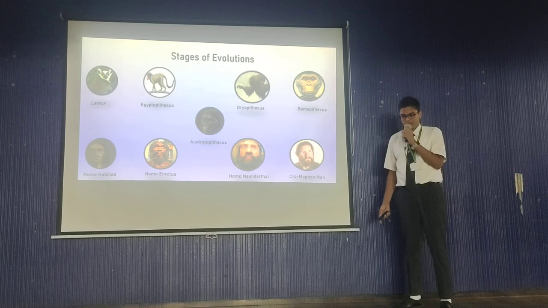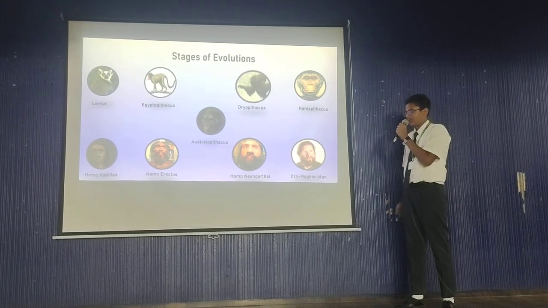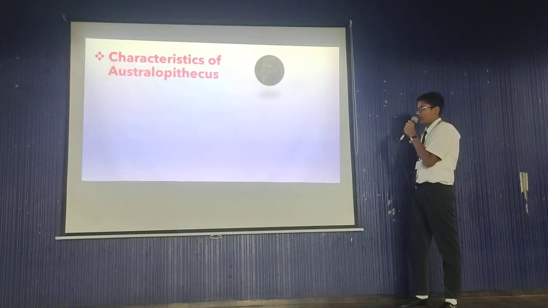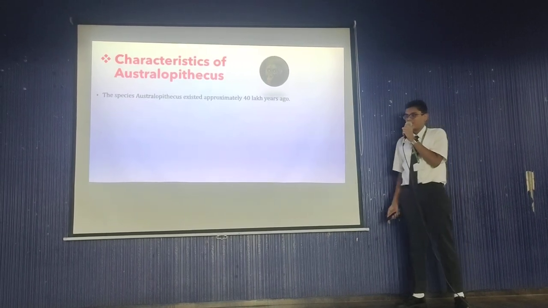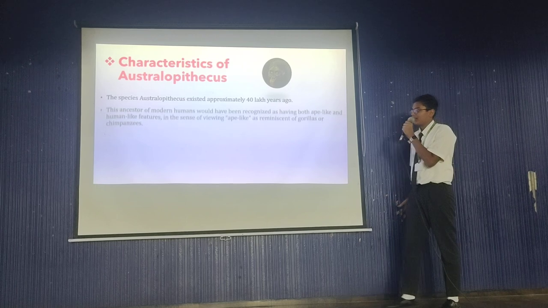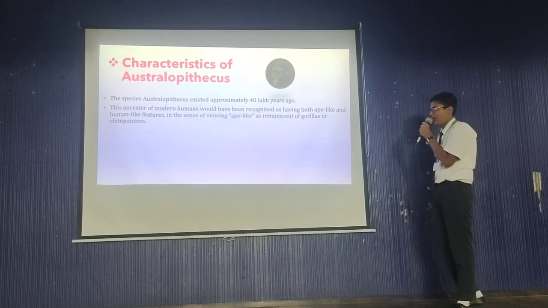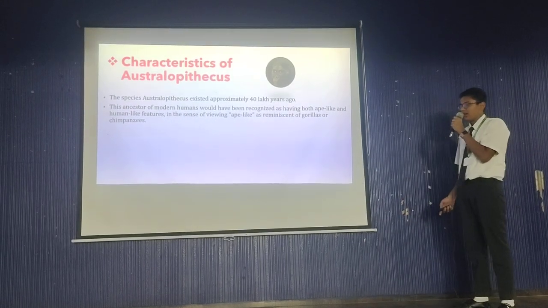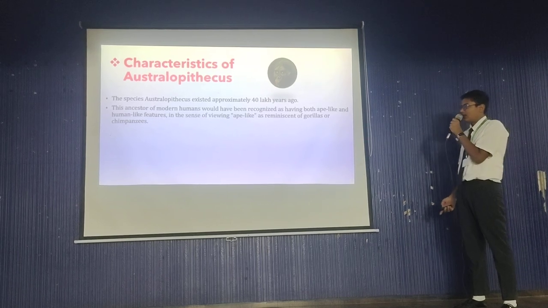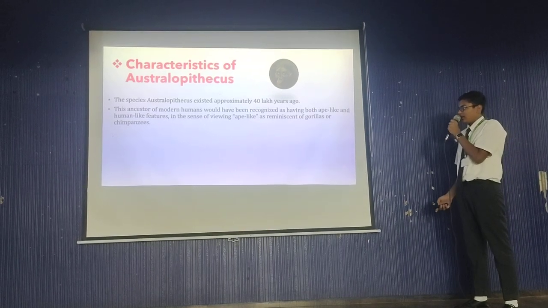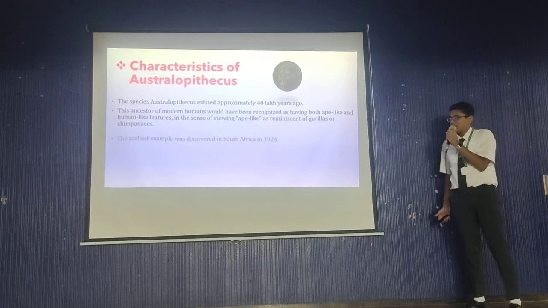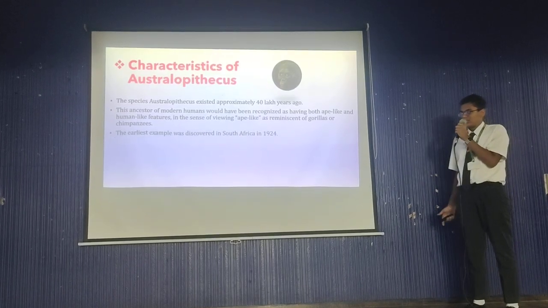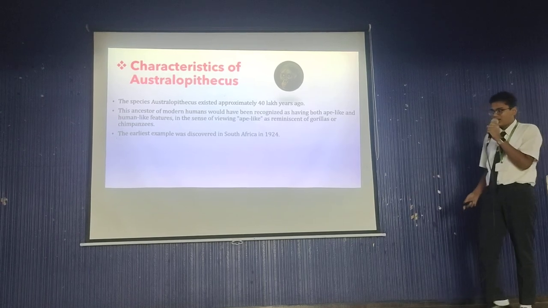I am going to explain the evolutionary stage of Australopithecus. Characteristics of Australopithecus: this species existed approximately 40 lakh years ago. The ancestor of modern humans would have been recognized as having both ape-like and human-like features, ape-like as in reminiscent of gorillas or chimpanzees. The earliest example was discovered in South Africa in 1924.